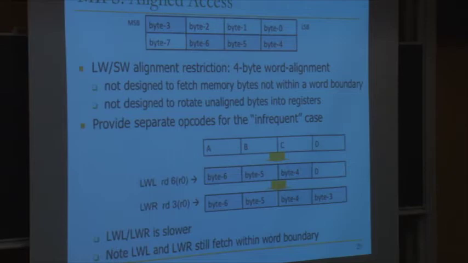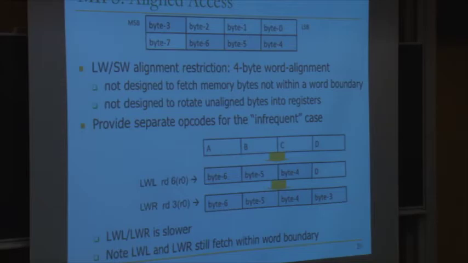If you do a load word left to piece together the top three bytes, and then you do a load word right to piece together the bottom byte. So you use two instructions. Which is slower, right? Is that clear?